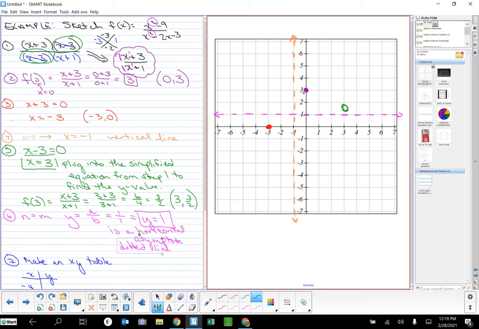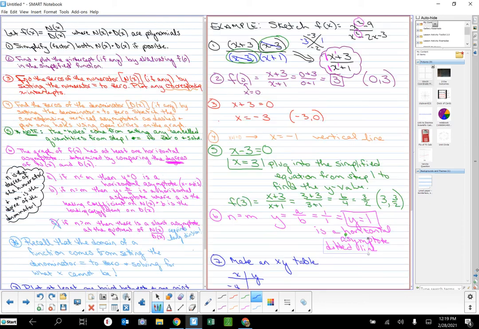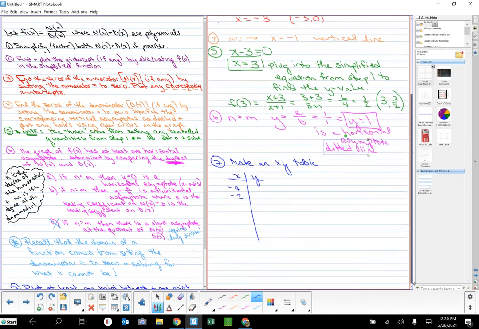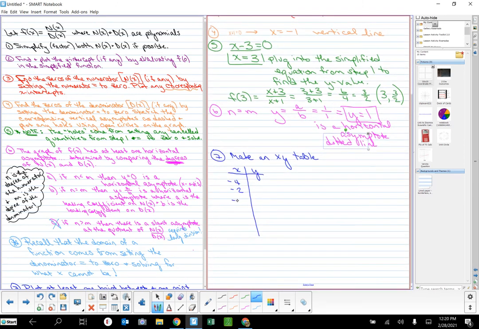You should probably also check -1/2 just to see what's happening between the y-intercept and that asymptote. So for sure, -1/2, 1, and 5 will do. And the function we're testing into is x plus 3 over x plus 1. We're just going to plug an x value in, see what the y is.